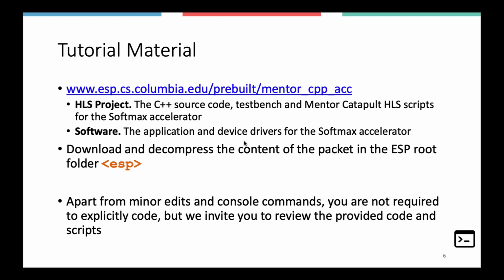You can find the material of this section on the ESP webpage. The material contains the following code: the HLS project, that is the C++ source code, the test bench and the Mentor Catapult HLS script for the Softmax accelerator, and the software, that is the application and the device driver for the Softmax accelerator. Apart from minor code edits and console commands, you are not required to explicitly code, but we invite you to review the provided code and scripts when you try it after the tutorial.